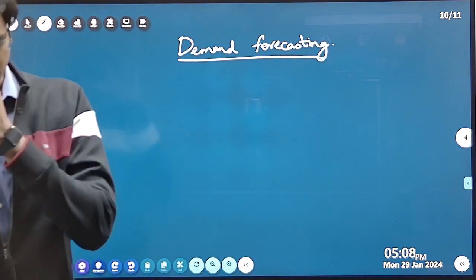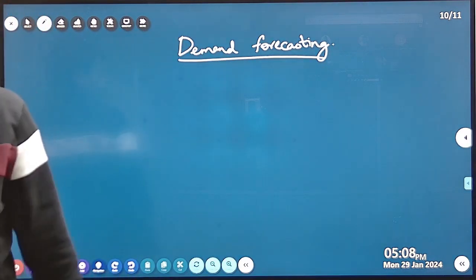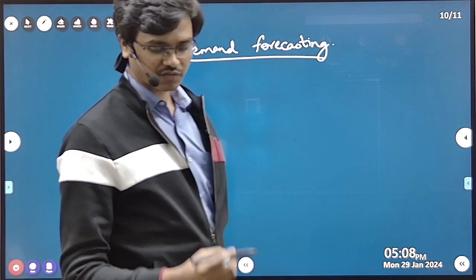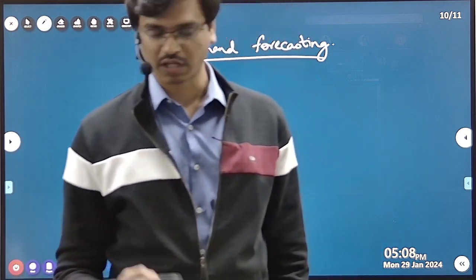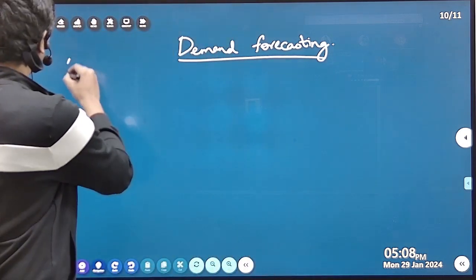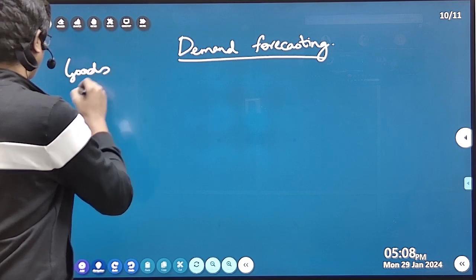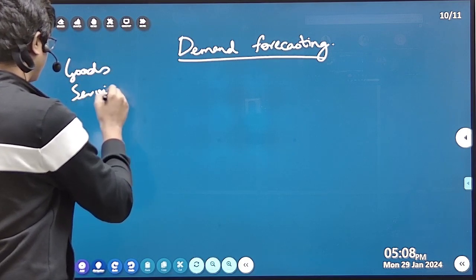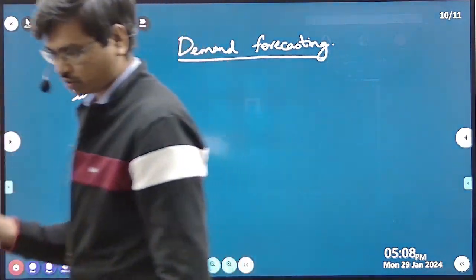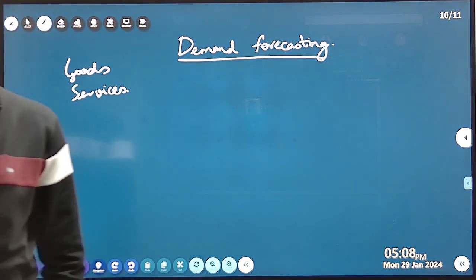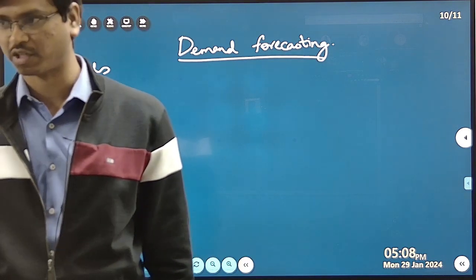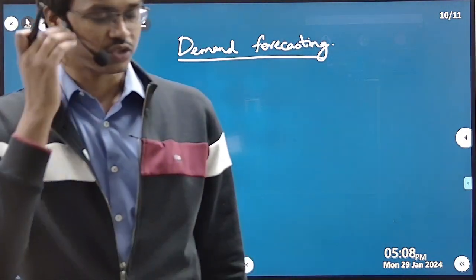So demand forecasting. Let us break down what this means. Last class we saw that every company either manufactures goods or provides services to make a profit. If you go somewhere, you will buy some goods or get some service. For the institute, we are giving you a service. I'm teaching you the class, so that is a service we are providing.